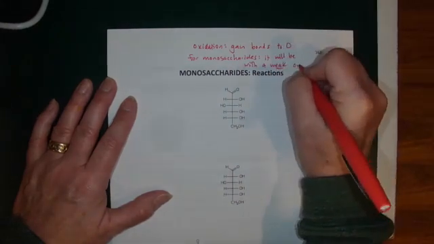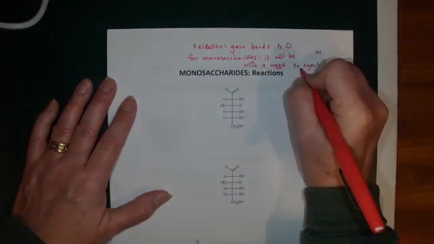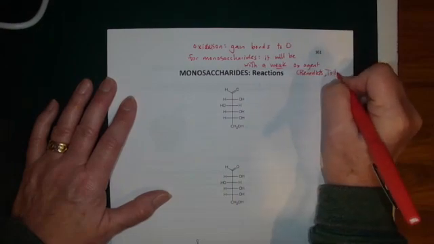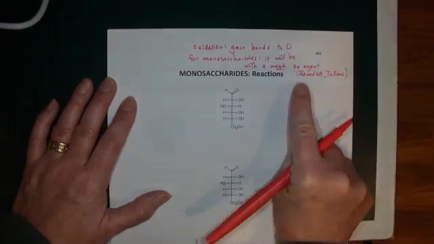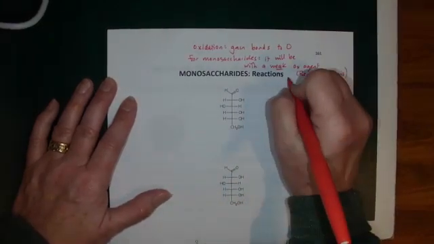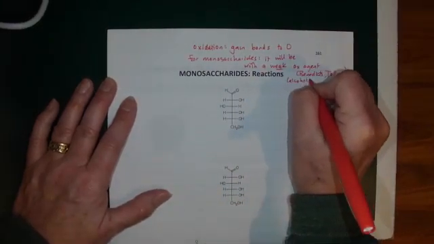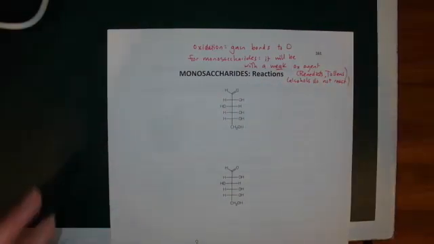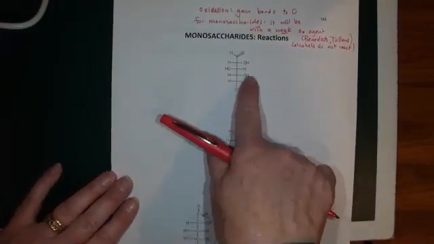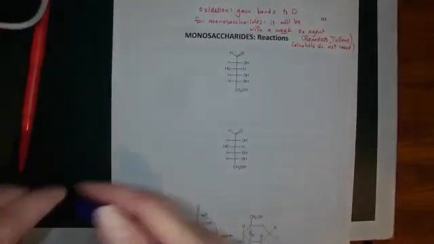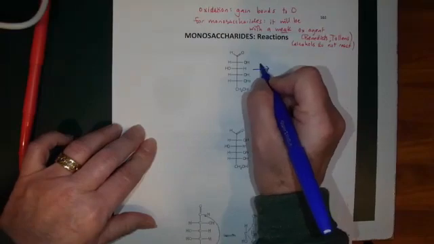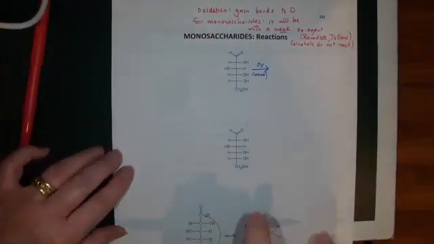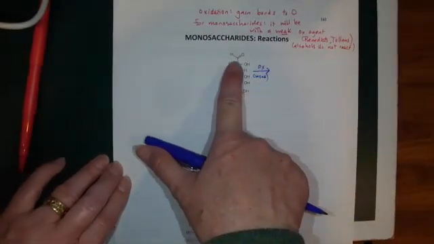A weak oxidizing agent such as Tollens or Benedict's. That's what we'll be looking at first, and that's what you've seen in the lab. And remember, with a weak oxidizing agent, alcohols do not react. So what would happen if we try to do oxidation of this? And I'll remind you it's weak. So the alcohol will not get oxidized, but what about the aldehyde?